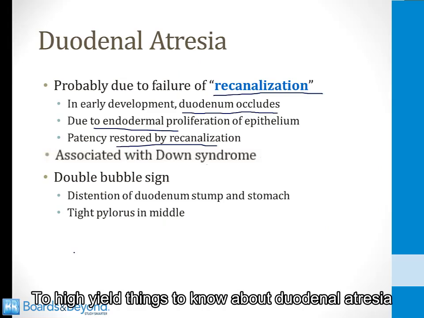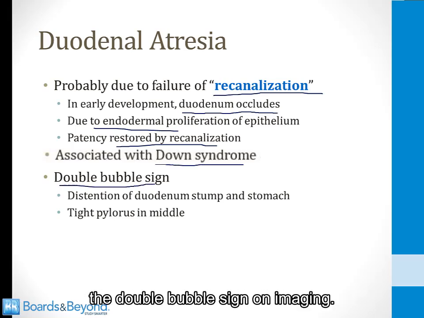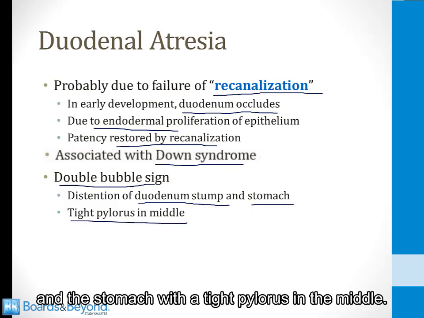duodenum. Two high-yield things to know about duodenal atresia is that it is associated with Down syndrome and that it can lead to what's known as the double bubble sign on imaging. This occurs when there is distension of the duodenal stump and the stomach with a tight pylorus in the middle.